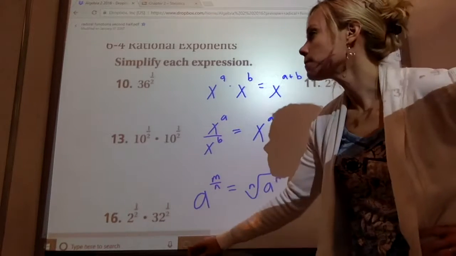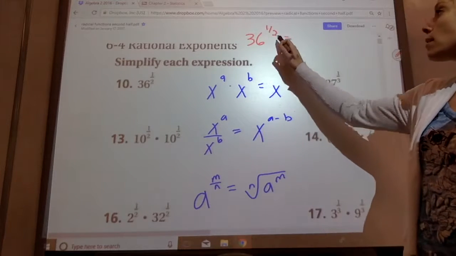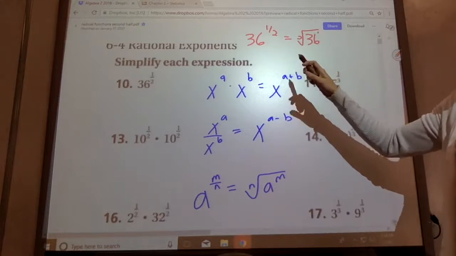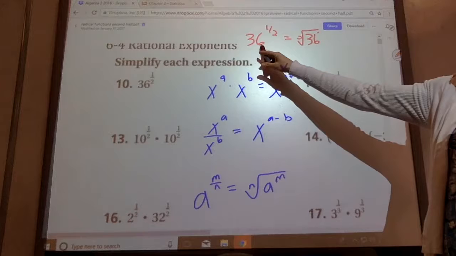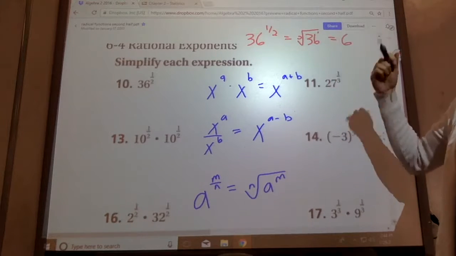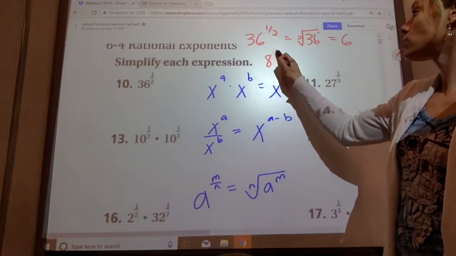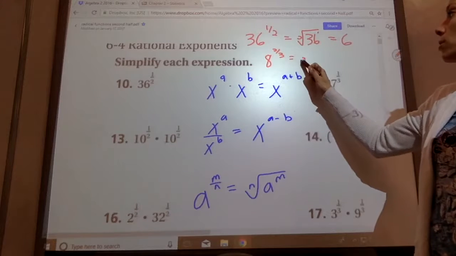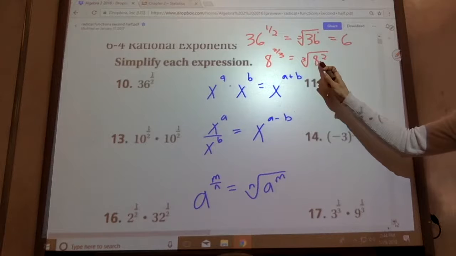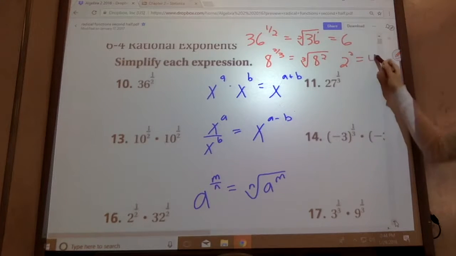So for example, if I had 36 to the 1/2, this 2 becomes my index, and it's 36 to the 1 power. So here, I couldn't really simplify it, but converting it to a radical, I now have square root 36, which is 6. Right? Or 8 to the 2/3 would be cube root of 8 squared. What is the cube root of 8? 2. So really it's 2 squared, which is 4.